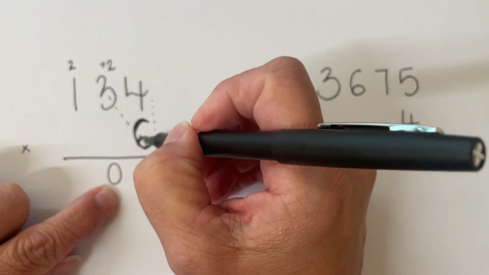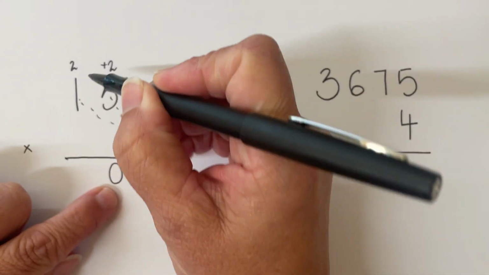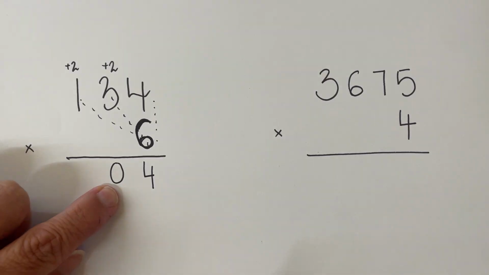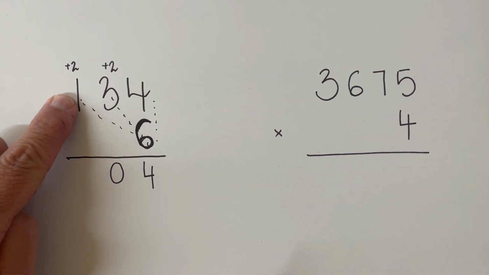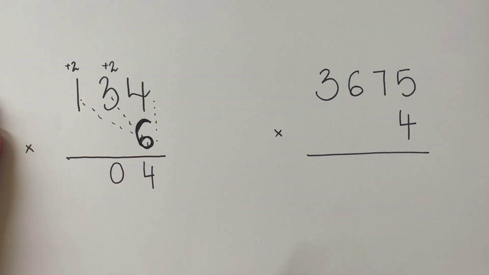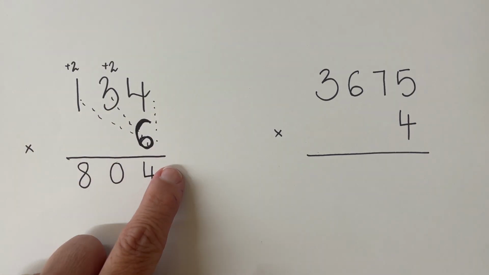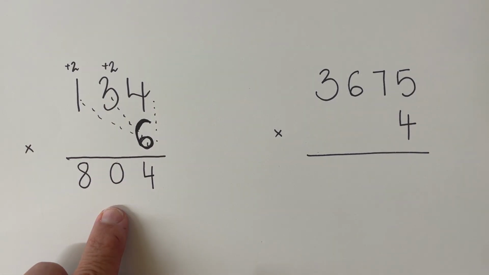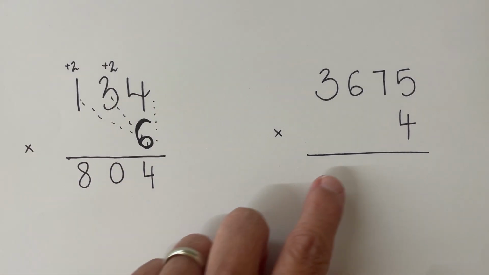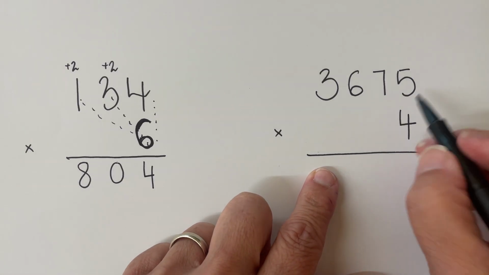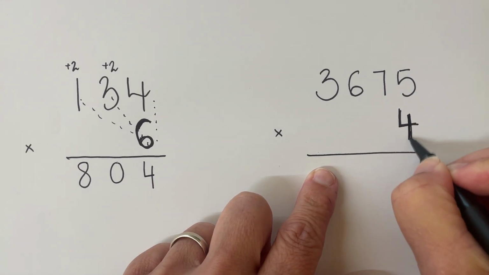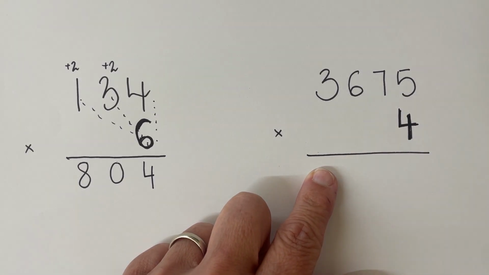And then my last step is 6 times 1, but I'm going to add the 2 to 6 times 1. 6 times 1 is 6, plus 2 is 8. And because I'm done here, that's my last step. So my answer is 804. 134 times 6 is 804. And now you're ready to do the thousands, because it doesn't matter how many numbers you have in that top number, you just have more steps, but you still know how to do it.